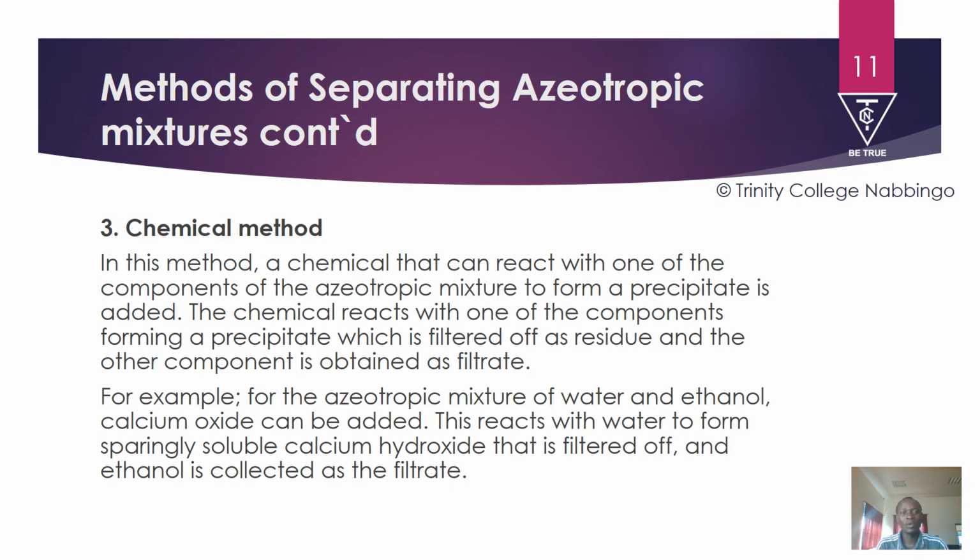So in this method, a chemical that can react with one of the components of the azeotropic mixture to form a precipitate is added. The chemical reacts with one of the components, forming a precipitate, which is filtered off as residue, and the other component is obtained as filtrate. For example, for the azeotropic mixture of water and ethanol, we can add calcium oxide. Calcium oxide reacts with water to form calcium hydroxide, which is sparingly soluble and therefore a white precipitate. So we filter off the calcium hydroxide as the residue, and then ethanol is collected as the filtrate.